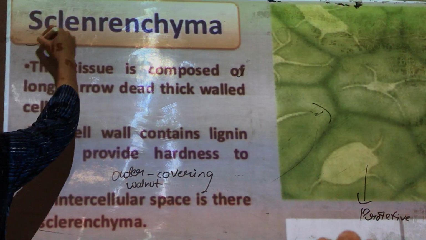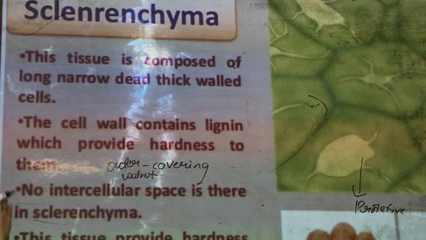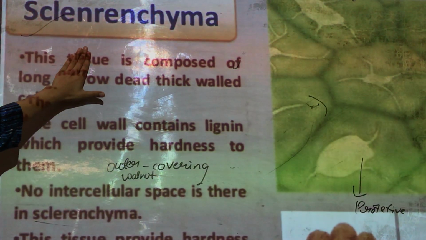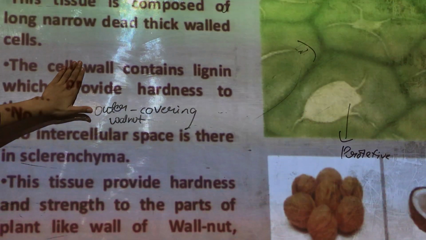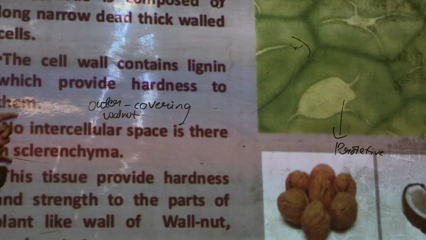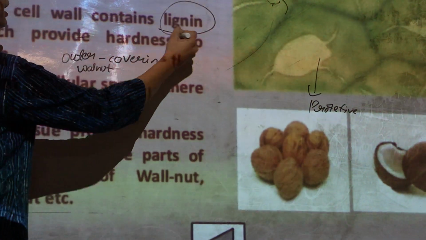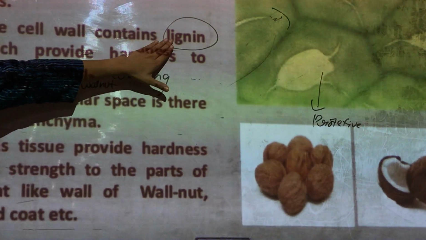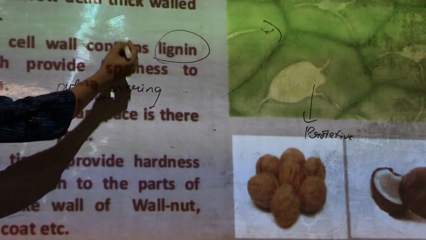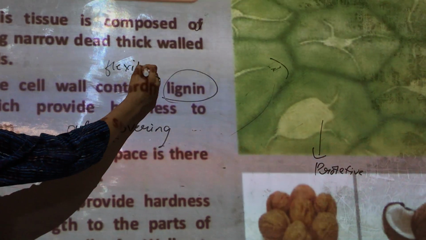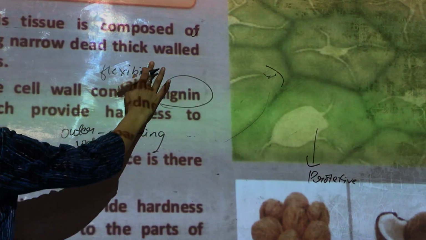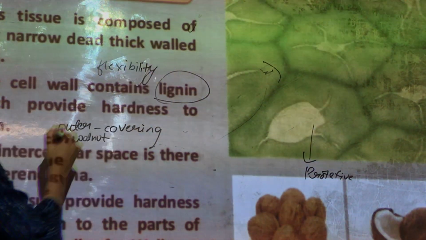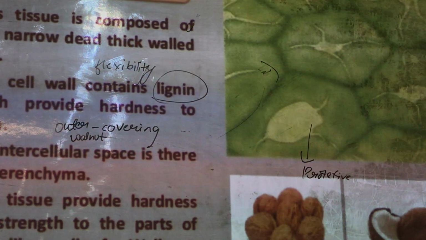Sclerenchyma is a type of permanent tissue, and it provides hardness to the plants. That is also because of this lignin material. This lignin material is very useful because it provides flexibility as well as hardness to the plants.